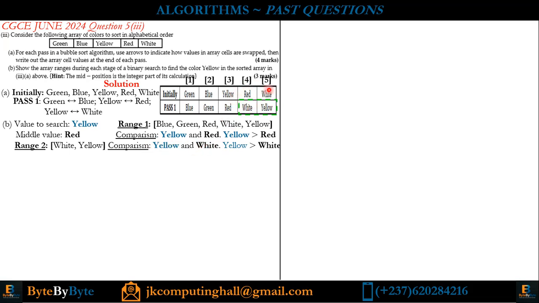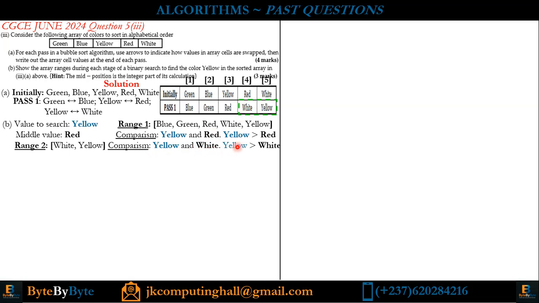When you take 4 plus 5, it gives you 9. Divided by 2, you have 4.5. And here they said the mid position is the integer part. And the integer part of 4.5 is 4. So our middle value here is white. When you compare yellow and white, there is no match.